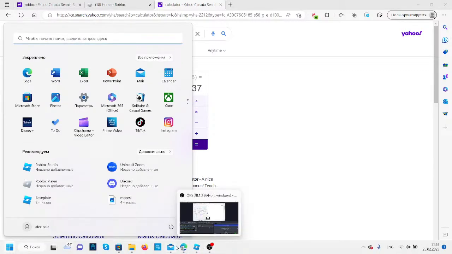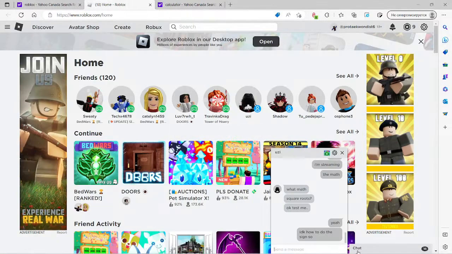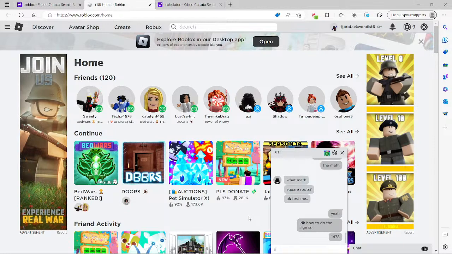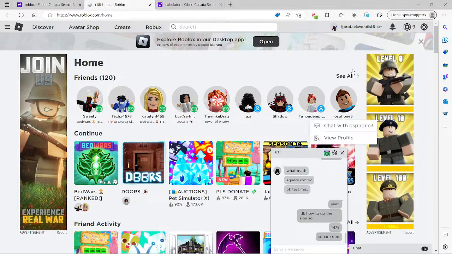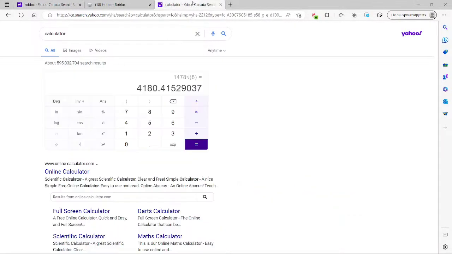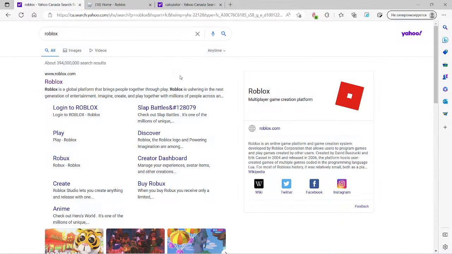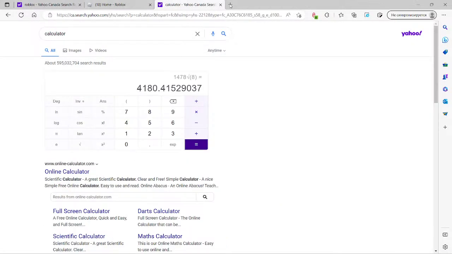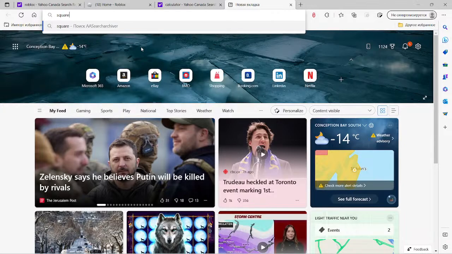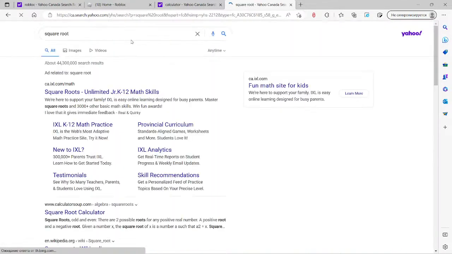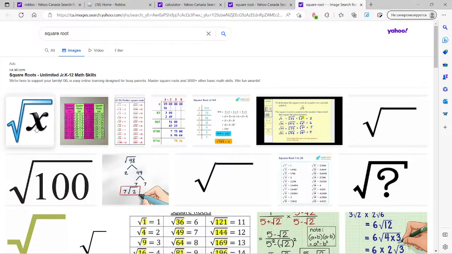1478, 1470, square root. Let me see. That's not it. 8. 38. Square root. 38. Wait. Square root. Images. Yeah, that's it.